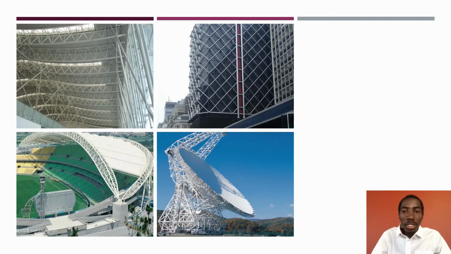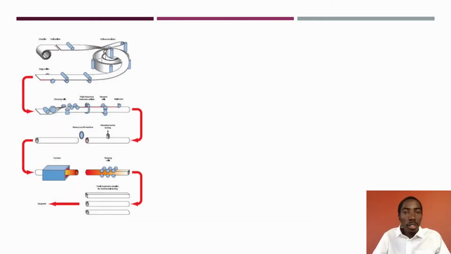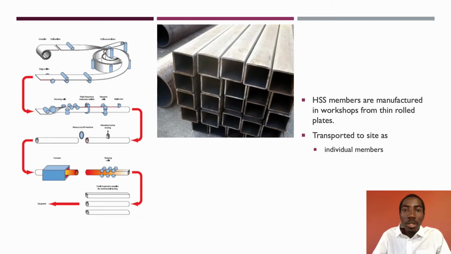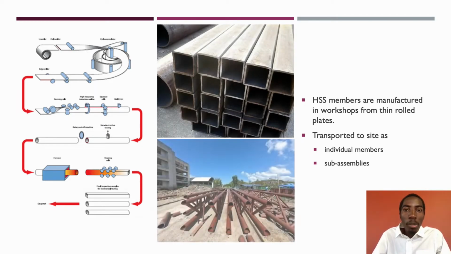Hollow structural steel sections are very common these days. They are very versatile, they are quite efficient at carrying load, and they make beautiful structures. These members are generally fabricated in workshops from thin rolled steel plates and then transported to site as either individual members or as prefabricated sub-assemblies.